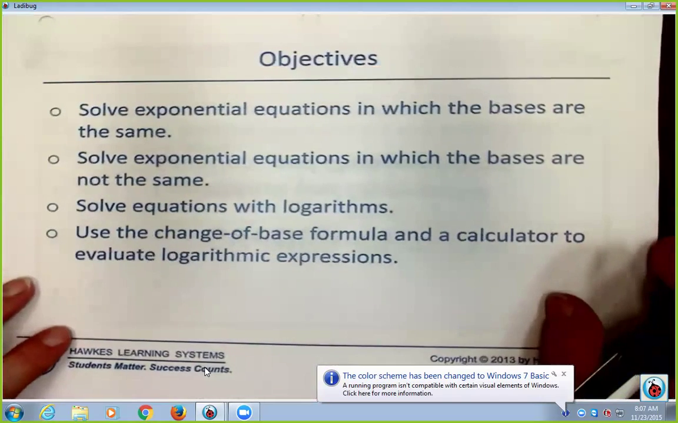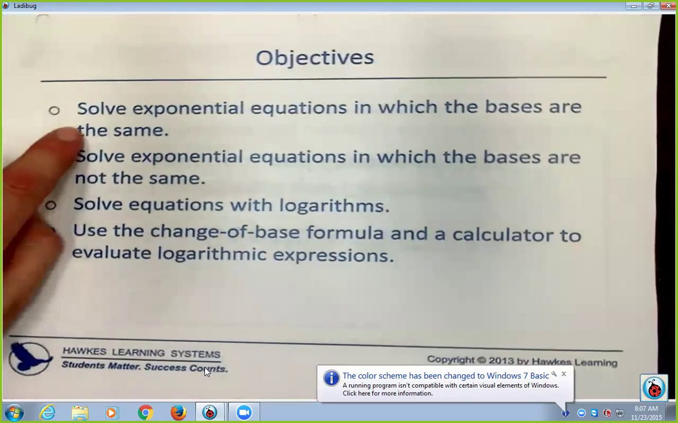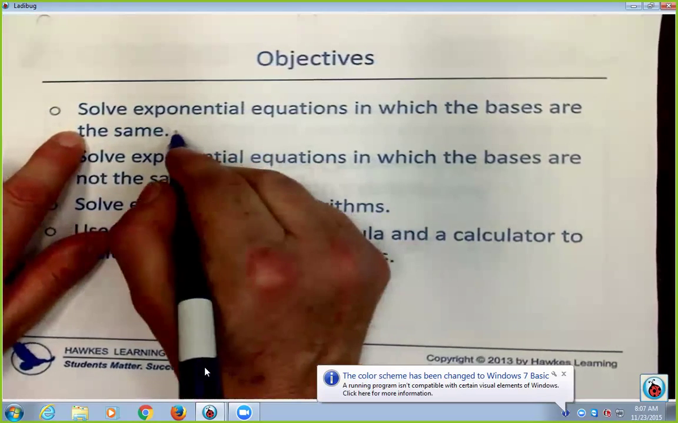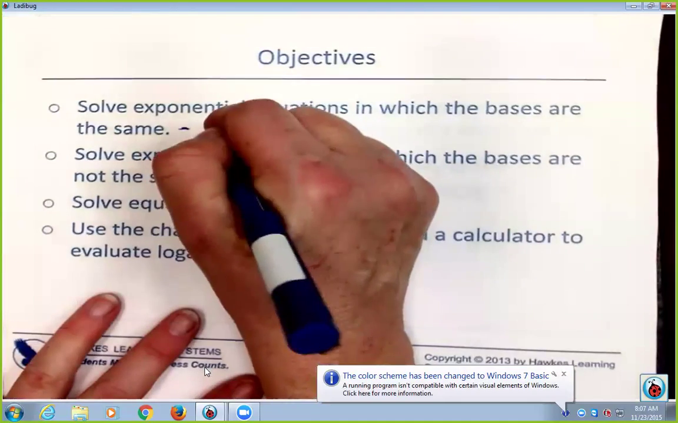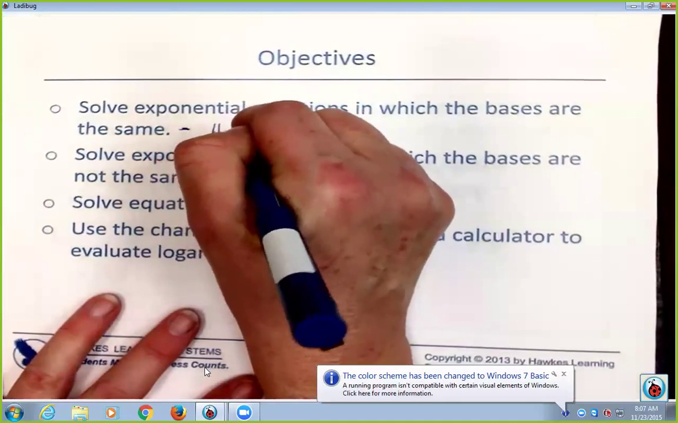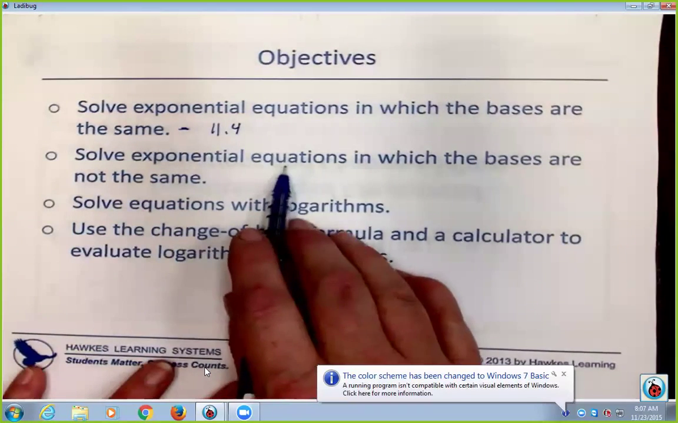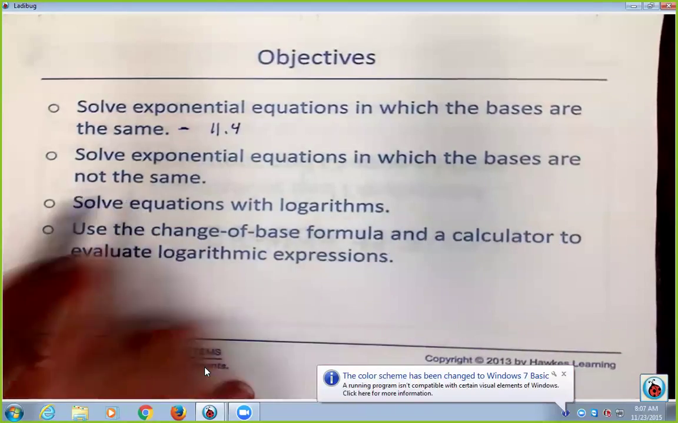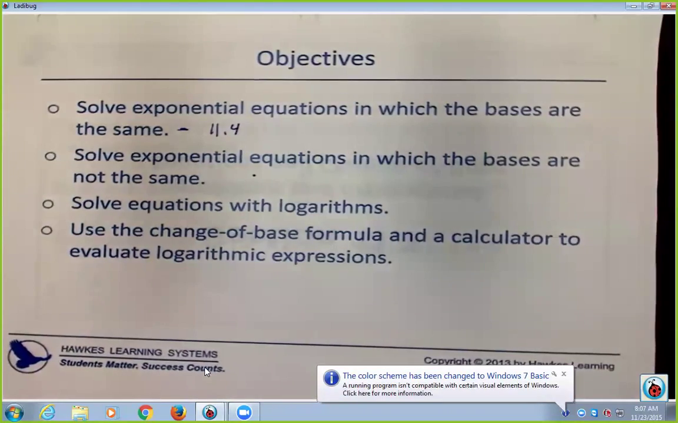So our objectives: to solve exponential equations in which the bases are the same, and we did this. We worked on this, I think it was back in 11.4, I think, where we did that. So we're going to pull that back and take another little review of it. We're going to solve exponential equations where the bases are not the same, and we're going to use logs or natural logs to do that. You can choose whichever one because they both work out exactly the same.